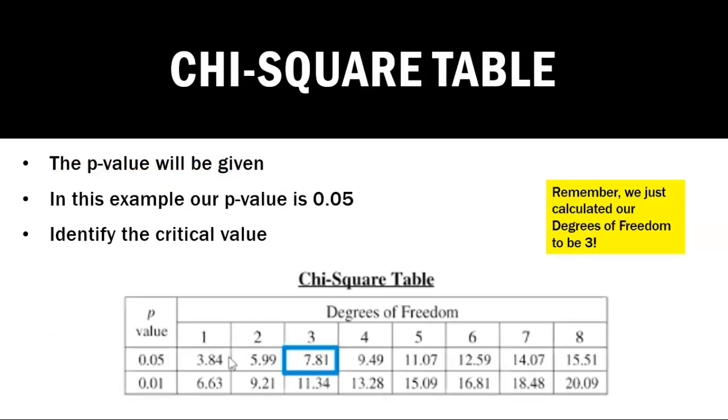Now, you're going to notice that there's 2 p-values, and the p-value is usually going to be given in your practice problem. In this example, we're going to be using a p-value of 0.05. And so what this does is I go to the p-value, 0.05, right, which is my first row, and then I go to the column 3 because I have 3 degrees of freedom, and you're going to notice that my critical value is 7.81, all right? And so what am I going to do with this number? Well, I'm going to compare it to the number that I got in my chi-square formula.